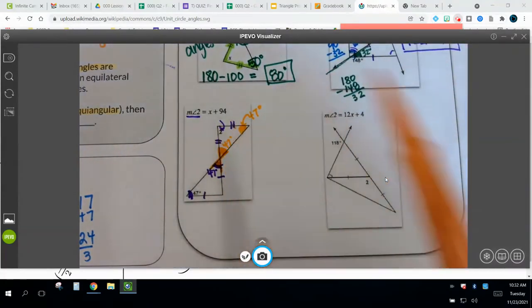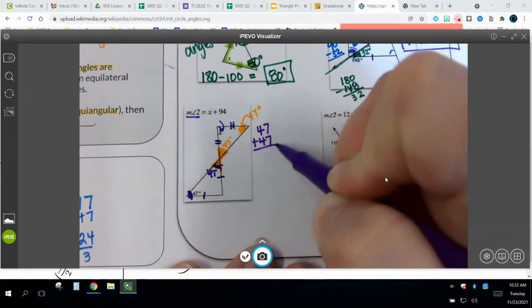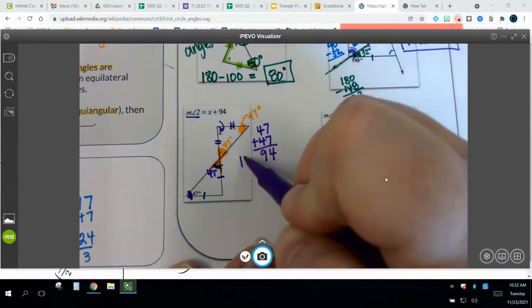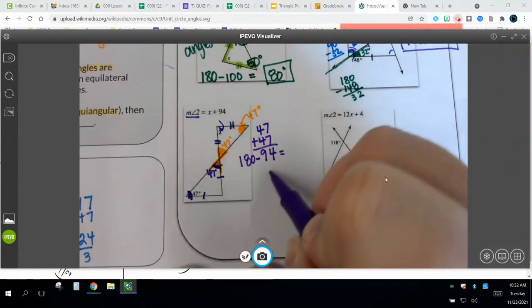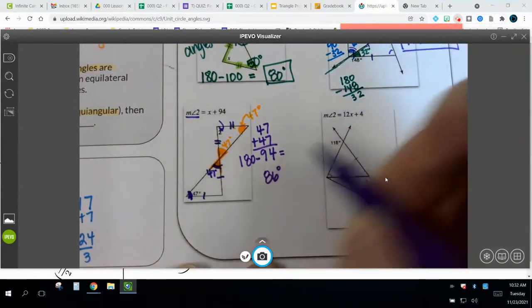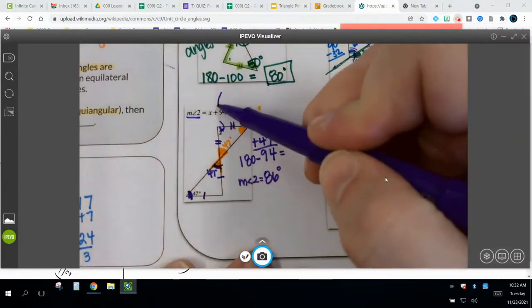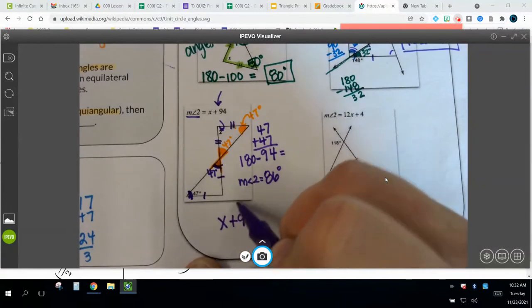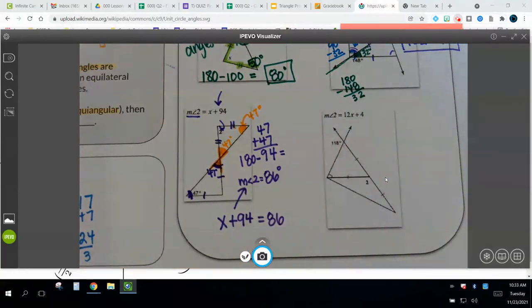So how many degrees are there in angle 2? All three angles add up to 180. So we would add 47 plus 47, which gives you 94 degrees for both of those, and then subtract that away from 180, and we are going to get 86 degrees. So we have 86 degrees is the measure of angle 2. We have an expression, x plus 94, for the measure of angle 2. So x plus 94 is equal to 86.